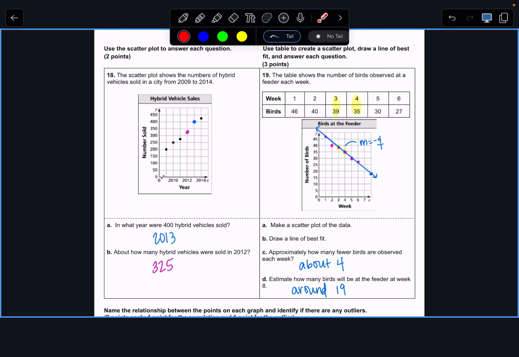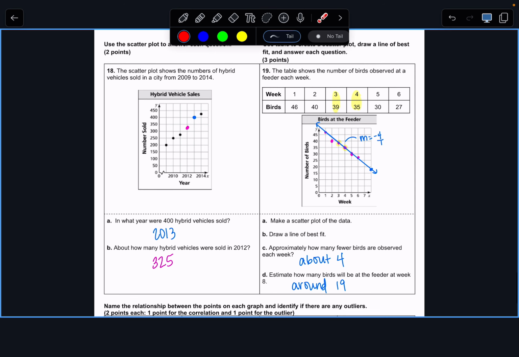So in 18, I just want you to read the chart. I want you to figure out 400, what year that was. So here's 400. It looks like 2013. Part B, how many were in 2012? Here's 2012. Okay, give me your best estimate.